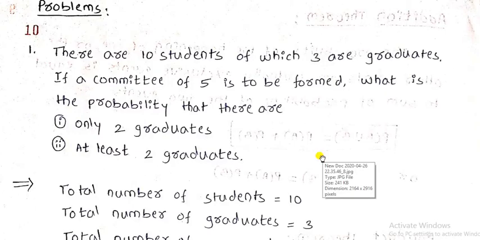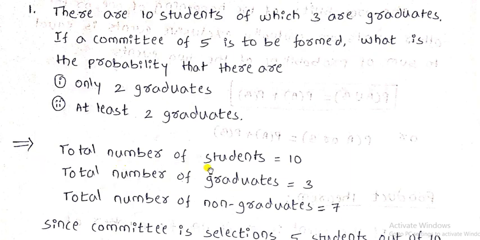Now we will solve the examples on the product theorem and addition theorem. First example: there are 10 students, of which 3 are graduates. If a committee of 5 is to be formed, what is the probability that there are only 2 graduates, and second, at least 2 graduates? Solution.